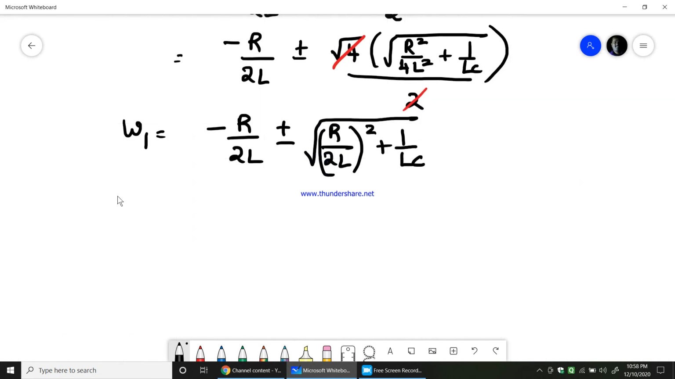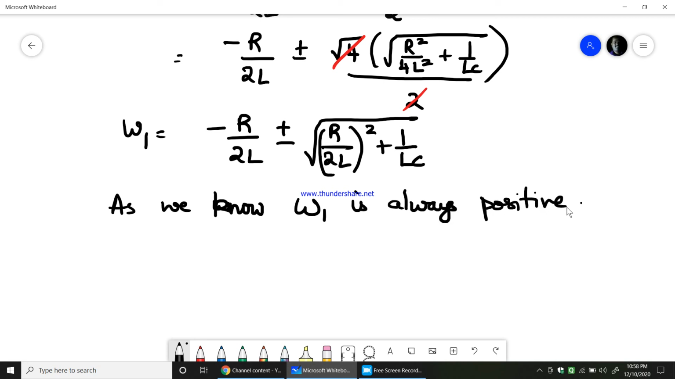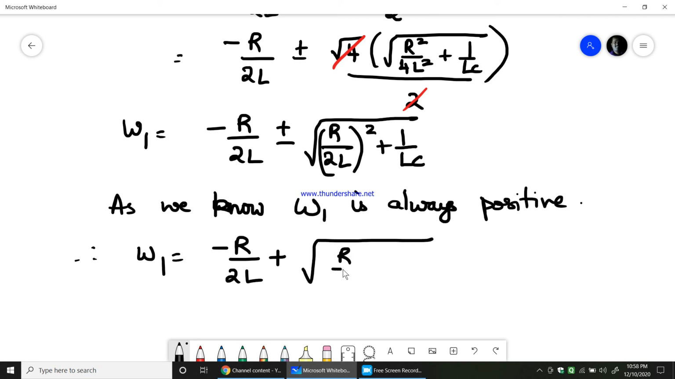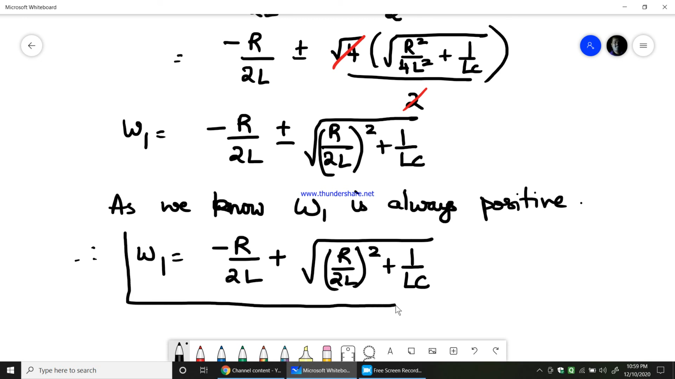As we need omega 1, we know omega 1 is always positive. Frequency should always be positive. Therefore omega 1 is considered as minus R by 2L plus square root of R by 2L the whole square plus 1 over LC; the minus sign will be neglected. So this is the expression for omega 1.